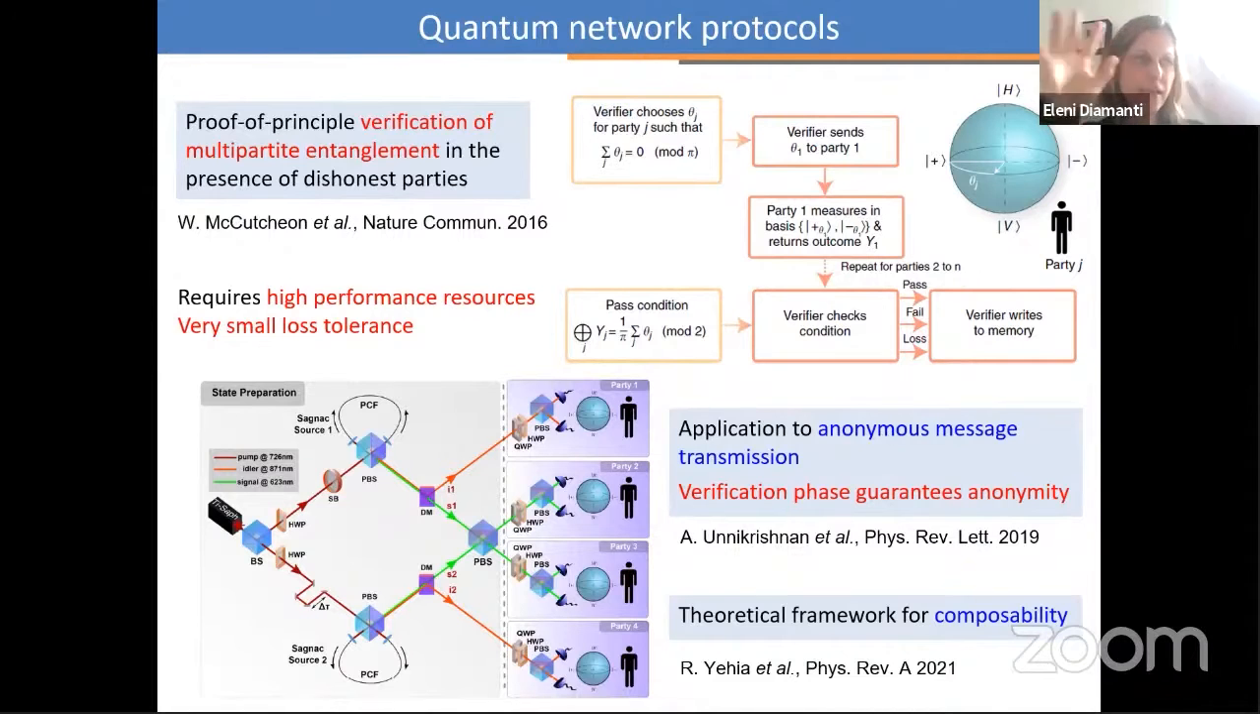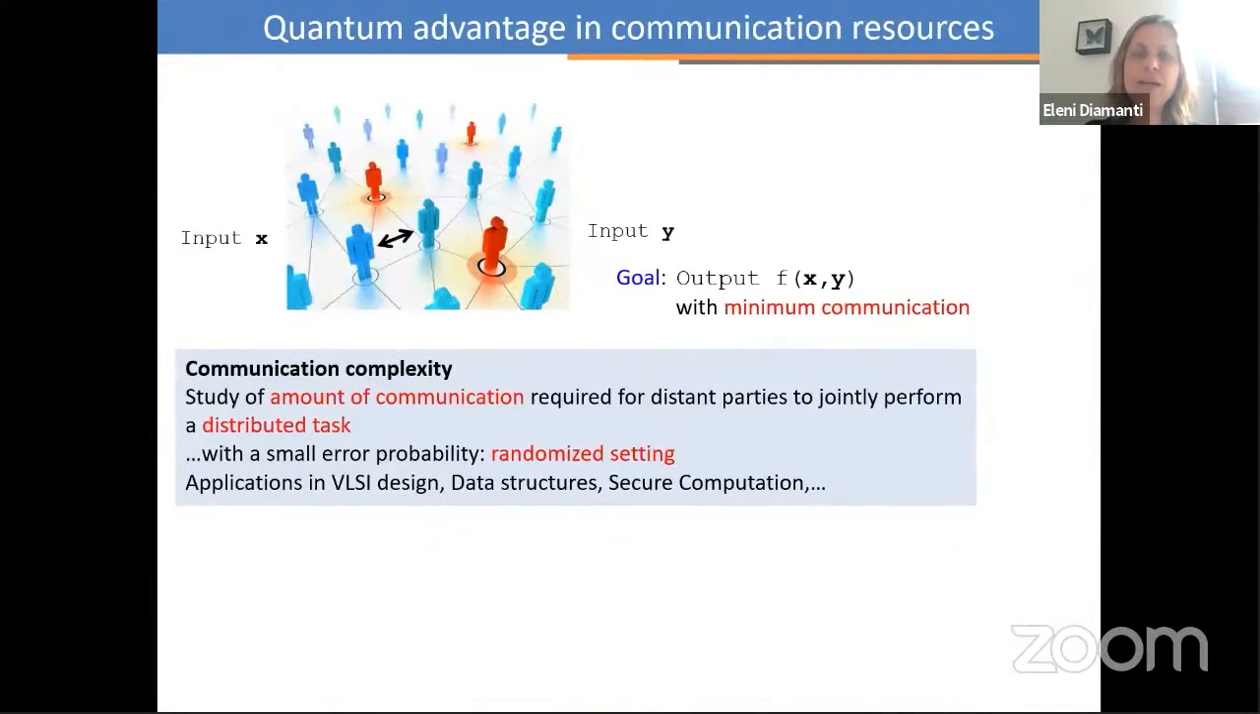So this is the general overview that I wanted to give on this type of more cryptographically related protocols. I didn't go into the details. If you would like more information, don't hesitate to ask. I would like to pass now to a different type of protocols called communication complexity. So this is a quantum advantage in communication resources.